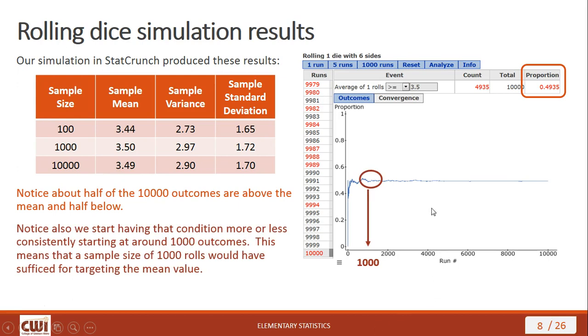Notice also that this condition of it leveling out at about the halfway mark occurs around 1,000 rolls. So really, we don't need to roll the dice more than 1,000 rolls in order to find a sample mean value that estimates very well the population mean value.